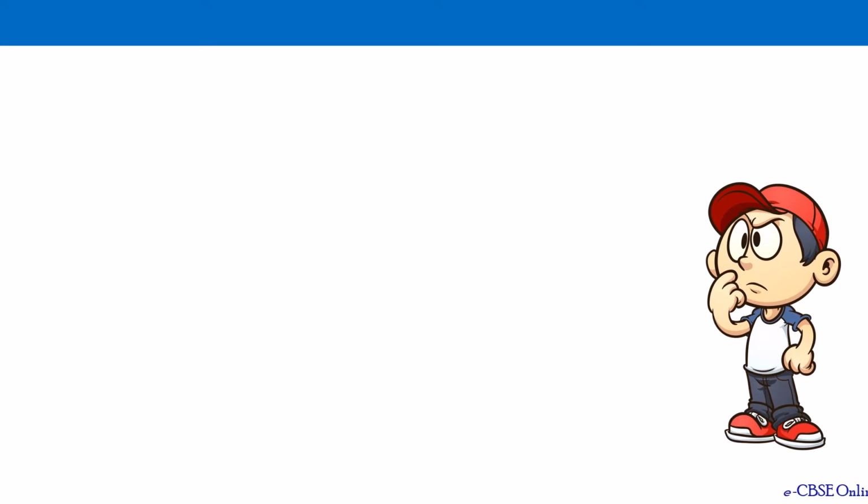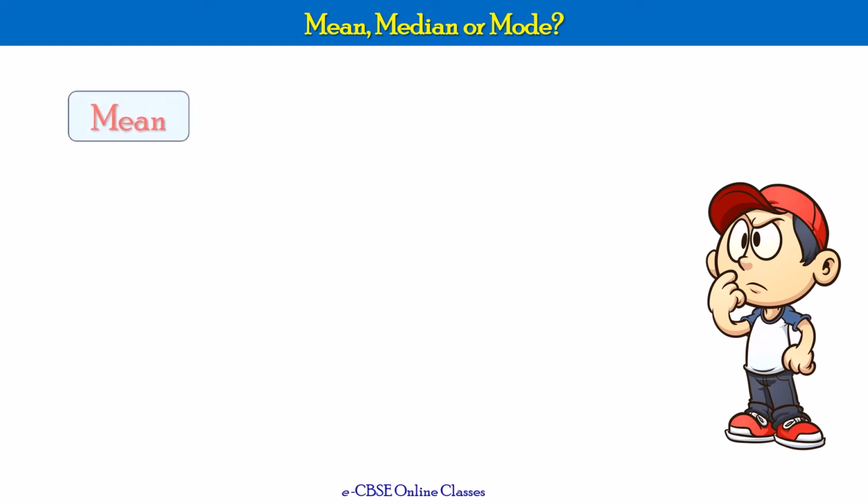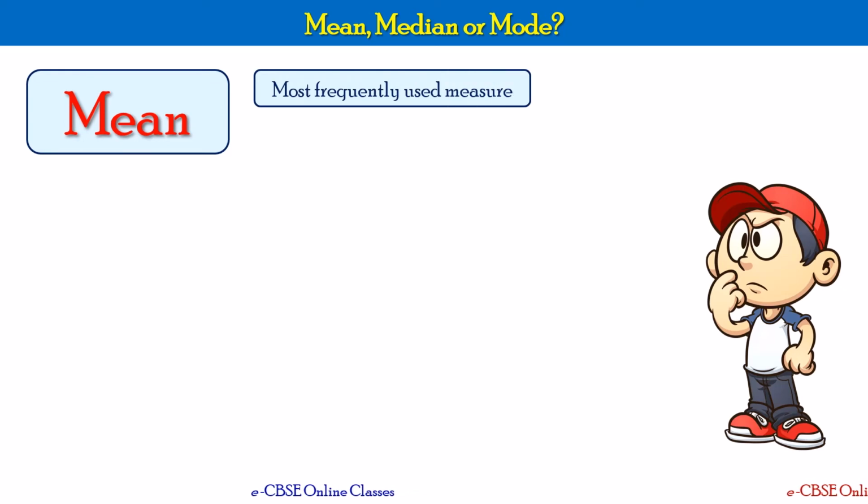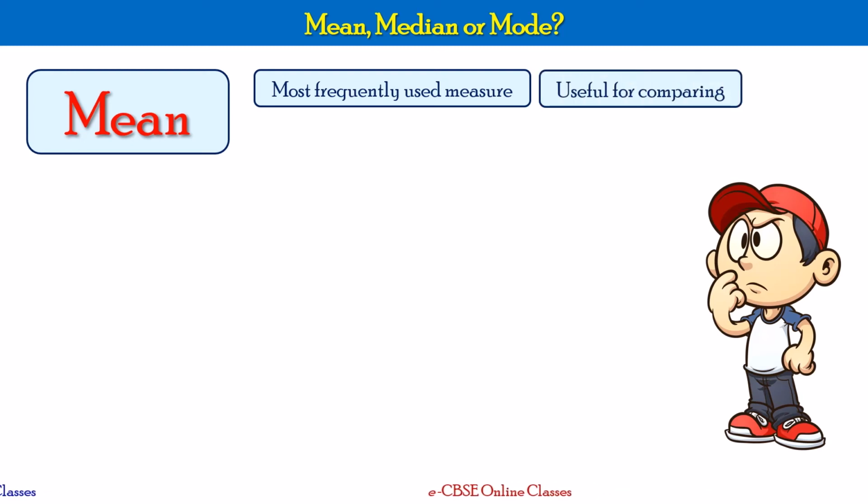Now, in the last few videos, we have looked at so many ways of measuring the central tendency, right? But you must be confused about which measure of central tendency to use in what circumstances: mean, median, or mode. Let's quickly look at that. The first one is mean, which is the most frequently used measure. It takes into account all the data points in a distribution. So that is most useful for comparing two or more data sets.